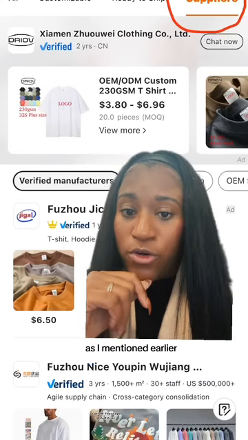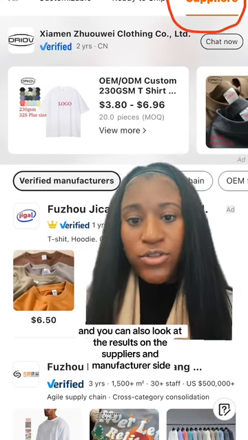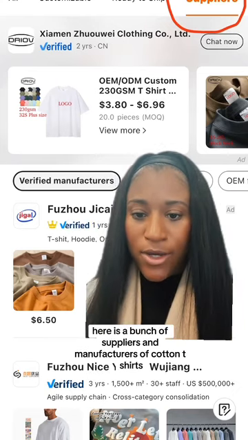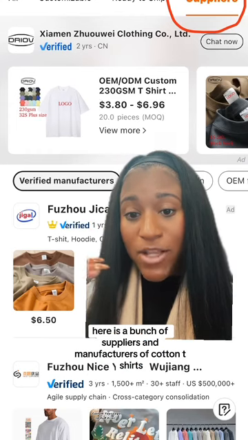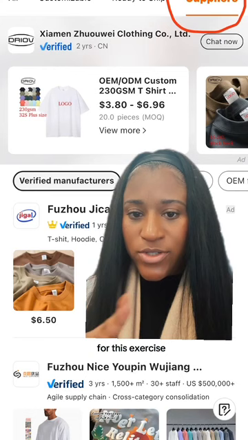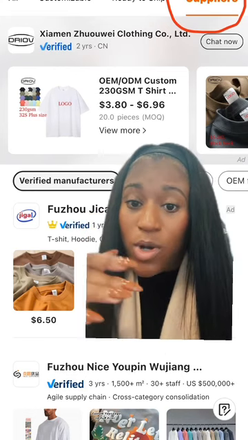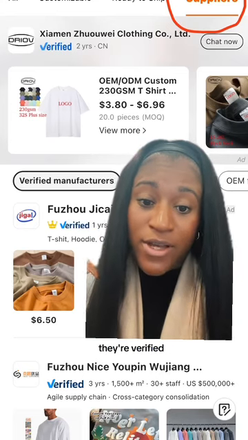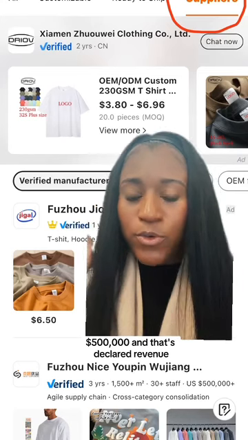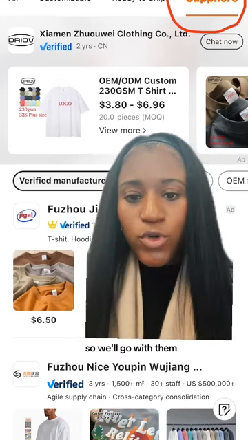As I mentioned earlier, you can look at the results as products, and you can also look at the results on the suppliers and manufacturer side. So what you're getting here is a bunch of suppliers and manufacturers of cotton t-shirts. So right now for this exercise, we're going to select that one right there, Fuzu something something. Why this one, you may ask? They're verified, they have good revenue, $500,000, and that's declared revenue. They have good size staff, good size manufacturing site, so we'll go with them.